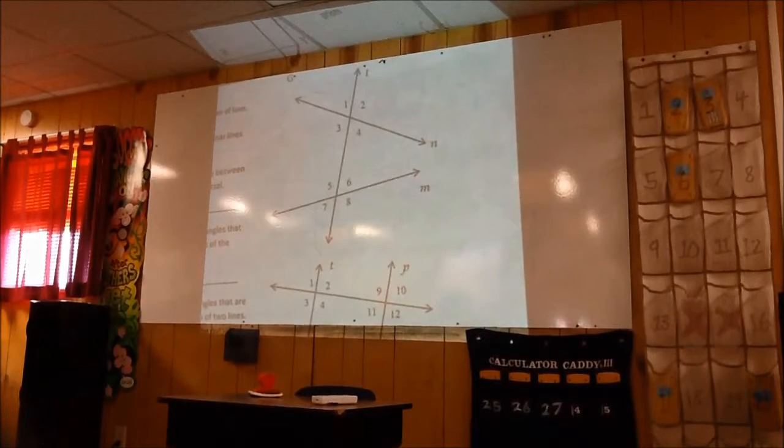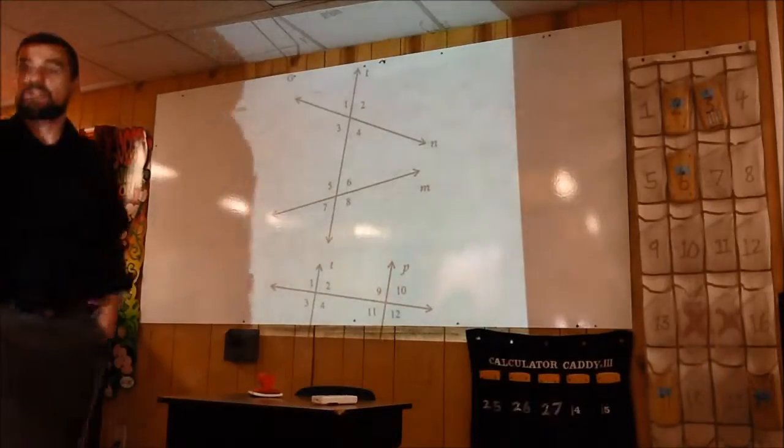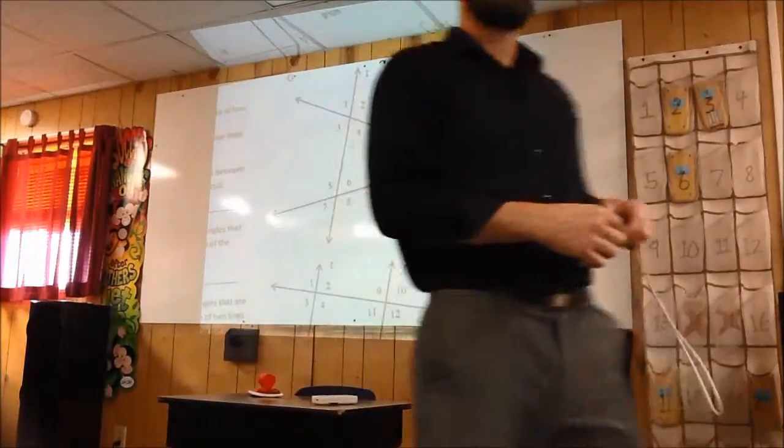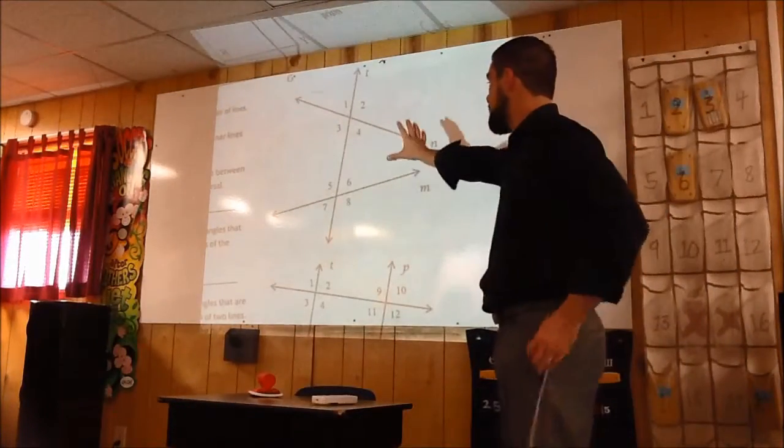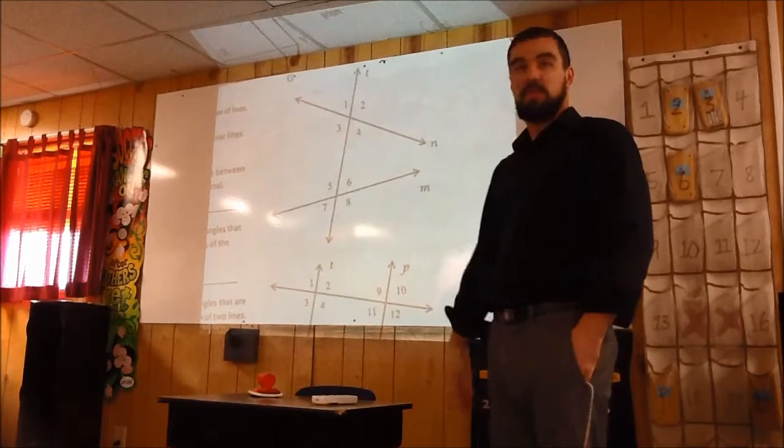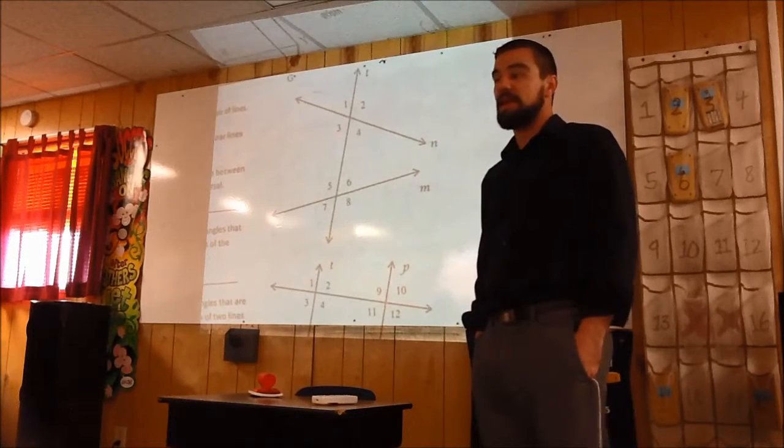Angle 5. So there's only one other pair of alternate interior angles from that diagram, and it is angle 4 and angle 5. That's the other pair.